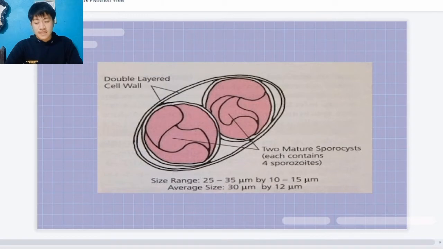The oocysts of Isospora belli are large and have a typical ellipsoidal shape. When excreted, they are immature and contain one sporoblast. The oocyst matures after excretion, developing cyst walls and becoming sporocysts, which eventually contain four sporozoites each.